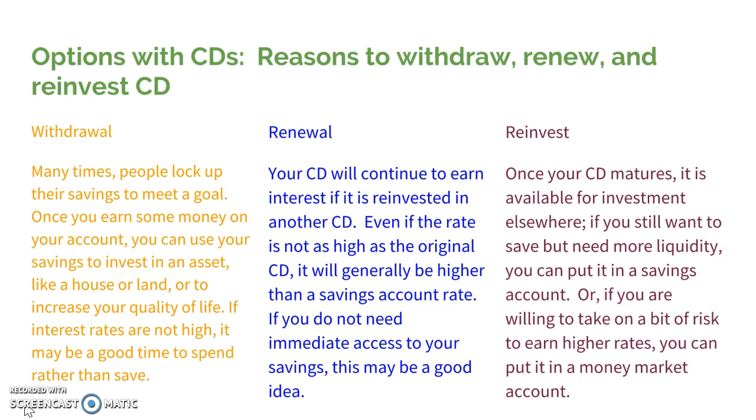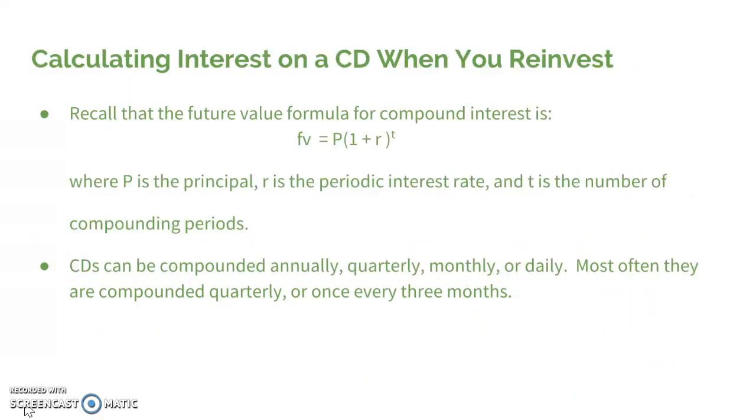All right, so these are the three options of what you can do with a CD when it matures. Remember that a CD is very similar to a savings account, only you get a higher interest rate in return for stating that you will keep your money in the account longer. If you withdraw your money early, you will get a fee, which we will talk about. But once it matures, you do have the option of either withdrawing, renewing, or reinvesting. So these are the three options. So let's actually go through and calculate it.